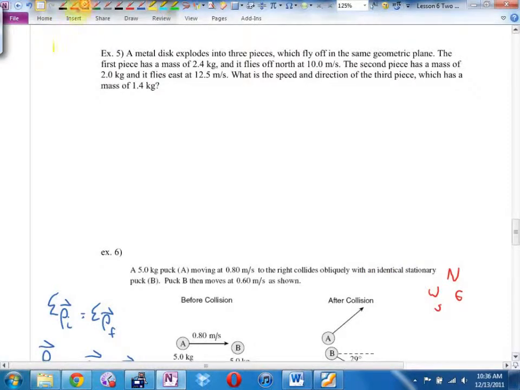Flies off north at 10 meters per second. The second piece has a mass of 2 kilograms, and it flies east at 12.5 meters per second. What's the speed and direction of the third piece, which has a mass of 1.4 kilograms?